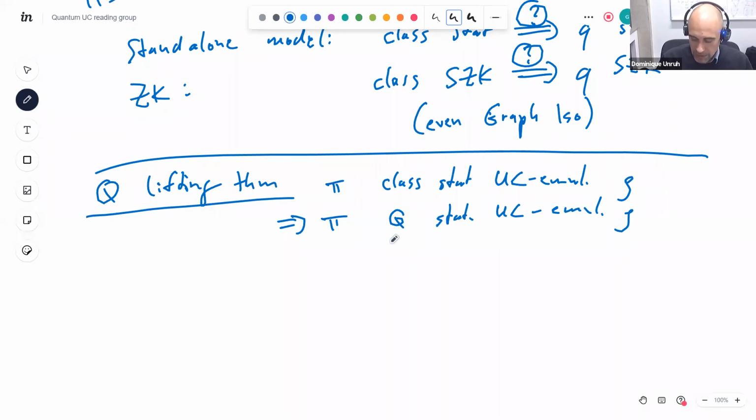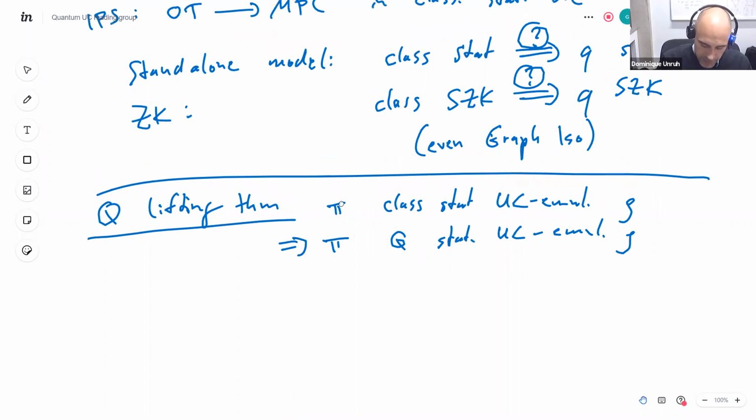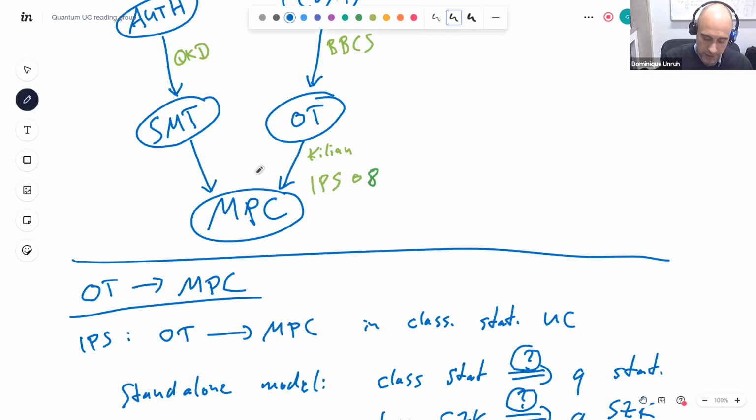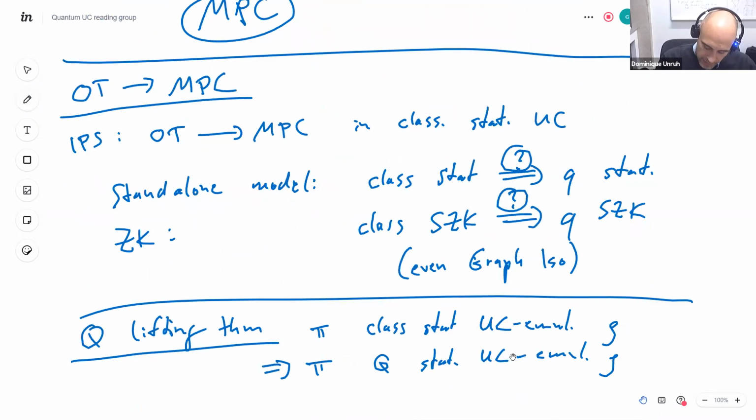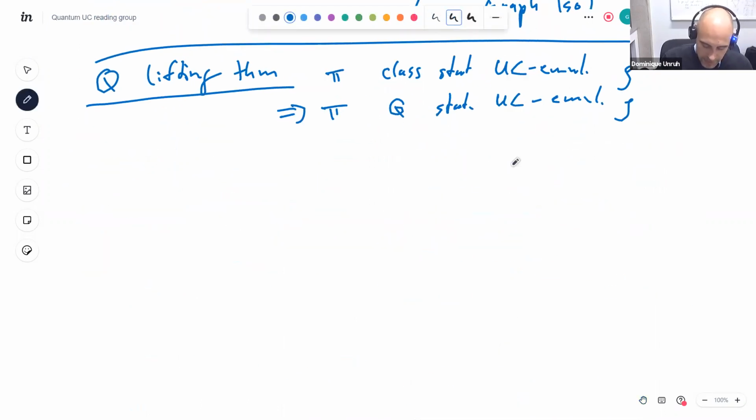So if we have this theorem, we have solved the first thing in our picture here, namely getting multi-party computation from secure message transmission on OT, because we just take the existing protocol from IPS, and we know that it is also quantum statistical secure. So let me give you the proof, because I can really go through the whole proof in 6 little pictures. It's just a tiny bit harder than the dummy adversary theorem.